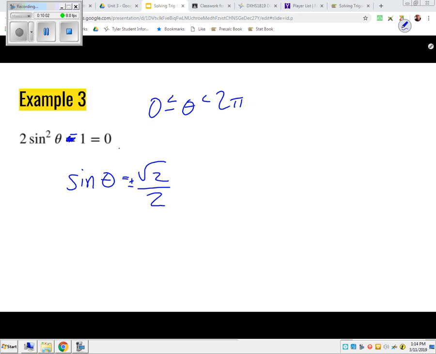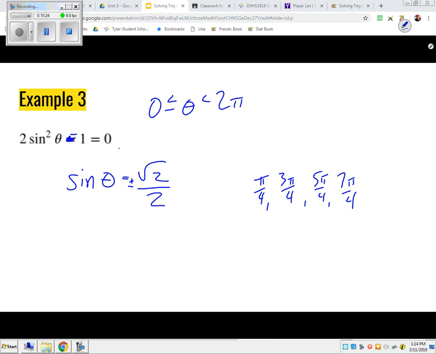So tell me, where is sine theta equal to either square root of 2 over 2 or negative square root of 2 over 2? Pi over 4, I agree. 3 pi over 4. It's still positive square root of 2 over 2. Yeah. Every pi over 4 is going to work on there between 0 and 2 pi.